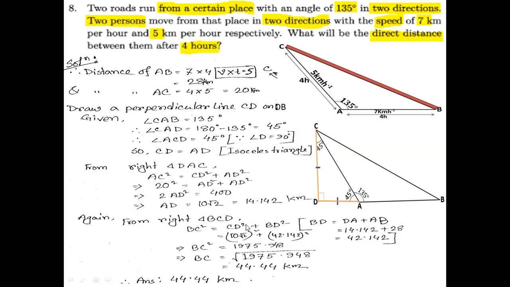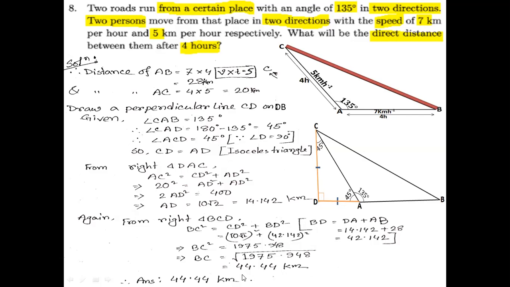Then our total right angle triangle BCD. From this total triangle, we can say BC square equals CD square plus BD square. And we know BD equals AD plus AB. Then AD equals 14.142 and AB equals 28. Then just putting the values, CD equals 10 root 2 and BD equals this, and applying the calculation, you will get your answer.